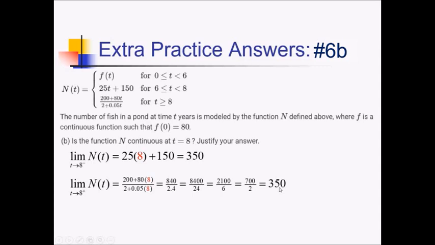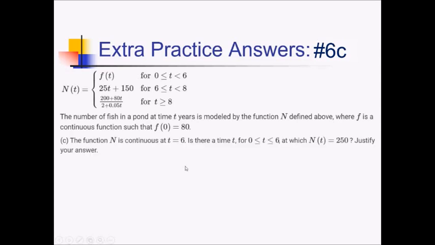So the left and the right side limit agree, and n of 8 is going to be equivalent to the second function here. So this 350 that I just found, I'm going to say that this also equals n of 8, and I do have to show this. I do have to explicitly show that I have considered the function value at 8 in order to make any statement about continuity. All right, so now that I've identified the limit and all that stuff, I know that the two-sided limit at 8 and the function value at 8 are going to match up here. They're all 350, so that tells me that my function n is in fact continuous at time 8.